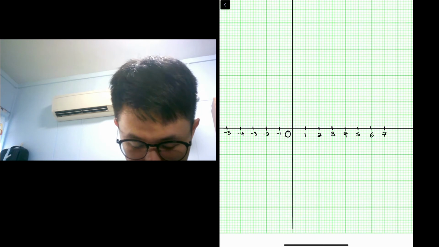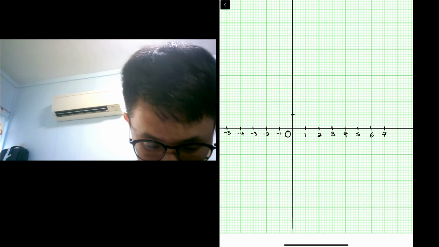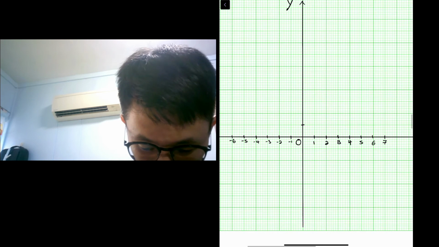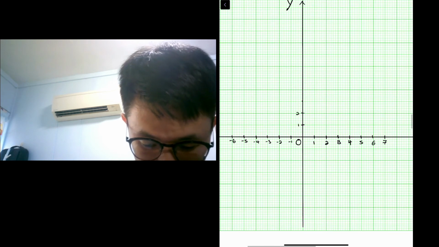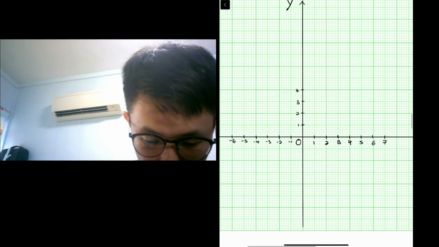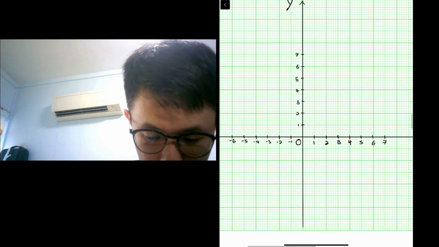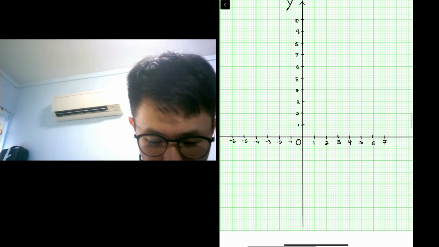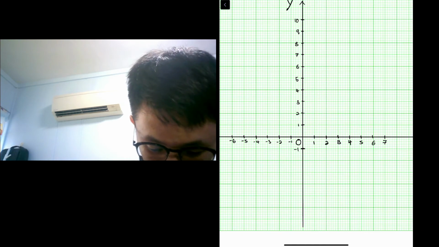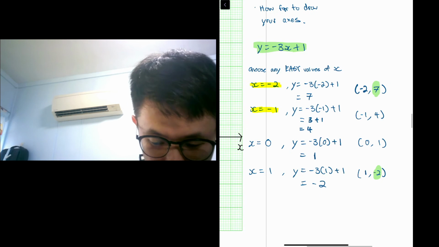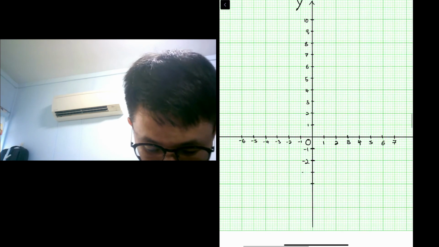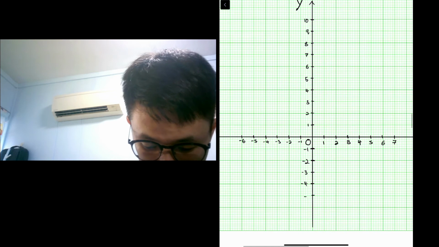Then now let's turn to the y-axis. We also do the same for the y-axis. This is 1, 2, 3, 4, 5, 6, 7, 8, 9, 10. You realize I draw more for the y-axis. There's a reason why. If you look at one of the coordinates that you have, negative 2, 7, that's quite high actually. So we try to cater more for it.